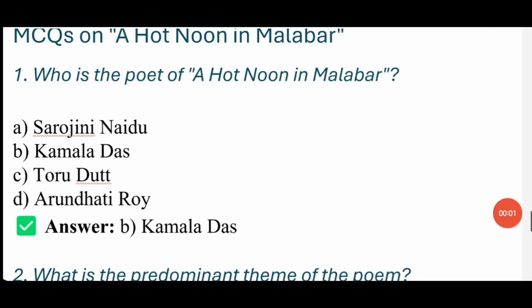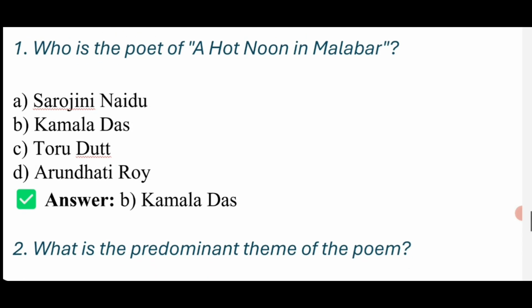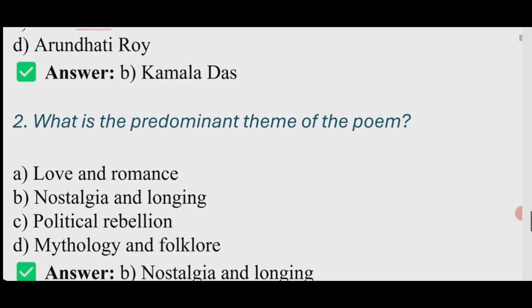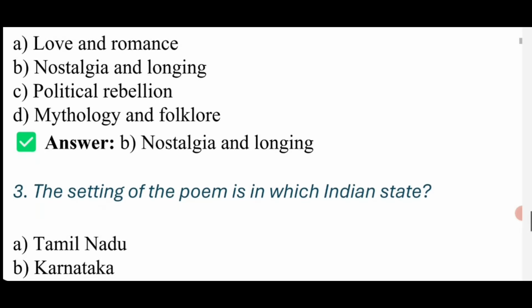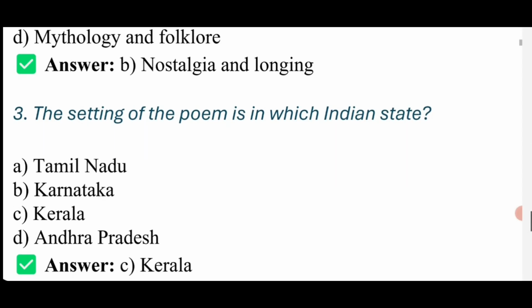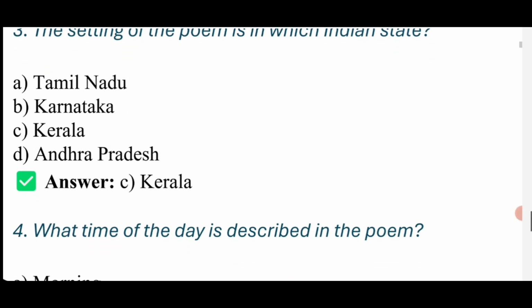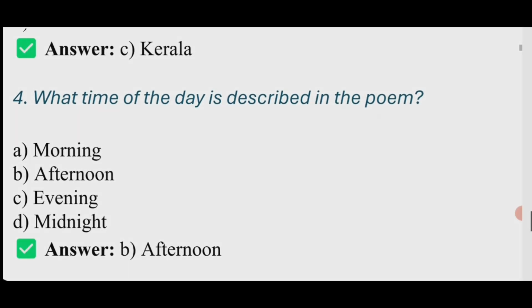So the multiple choice questions from A Hot Noon in Malabar by Kamala Das. First question as usual, who is the poet of A Hot Noon in Malabar? It's Kamala Das. What is the predominant theme of the poem? It's nostalgia and longing. The setting of the poem is in which Indian state? It's in Kerala. What time of the day is described in the poem?